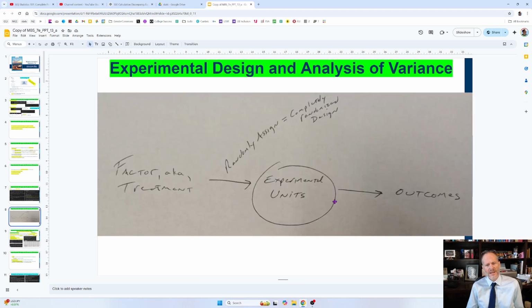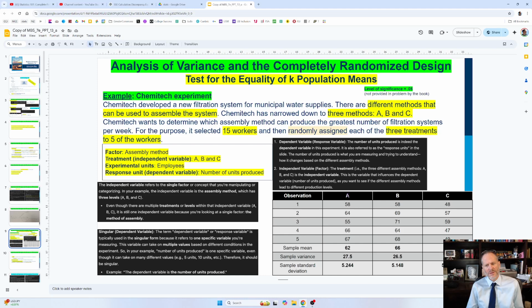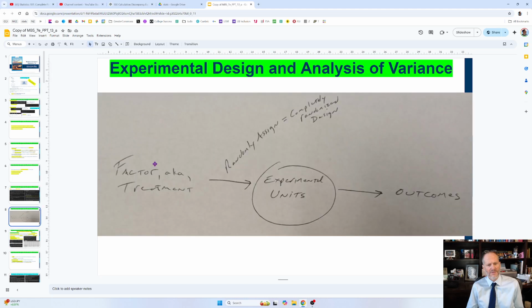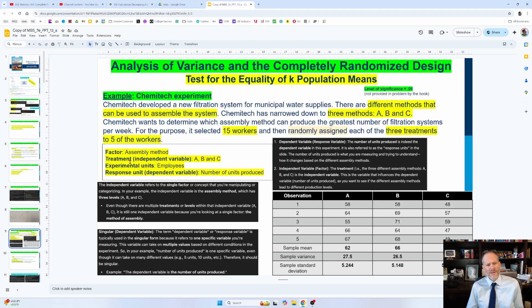And the experimental units are workers, and then we're applying different treatments, and the different treatments we're applying are A, B, and C, right? So we're designing this experiment, and we're having each worker work with each method and see how many units get produced. And so the factor is the assembly method. So here, the factor is the assembly method. That's good. And then the treatment, the independent variables are A, B, and C.